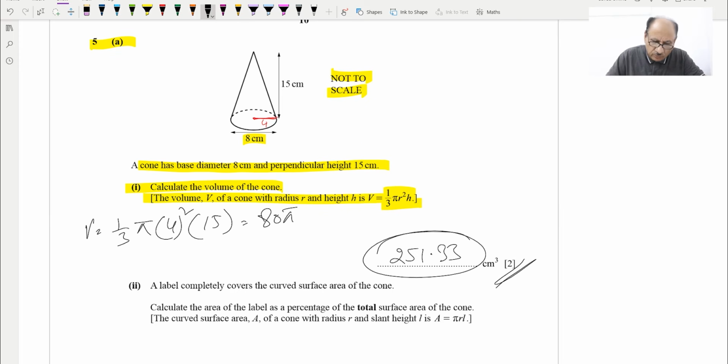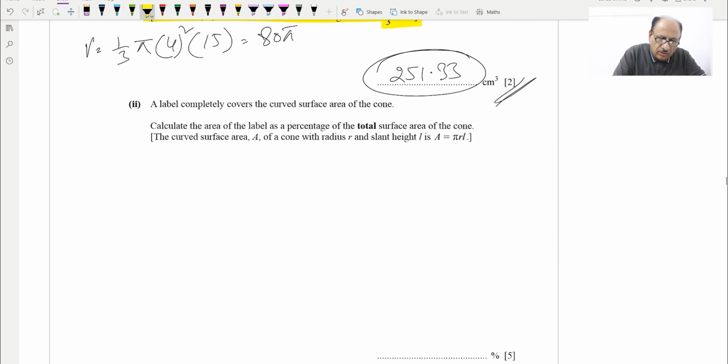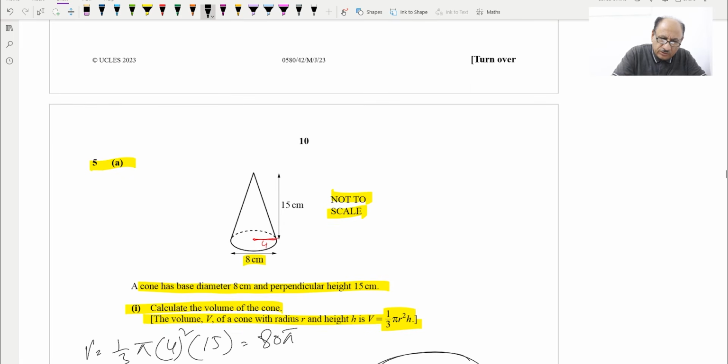This is a 2-mark question. Then they are saying a label completely covers the curved surface area of the cone. Calculate the area of the label as a percentage of the total surface area of the cone. So for the curved surface area, they have given the formula A equal to pi r L, where L is the slant height. First we can calculate L. L is the slanting height, which we require, and we have the perpendicular height.